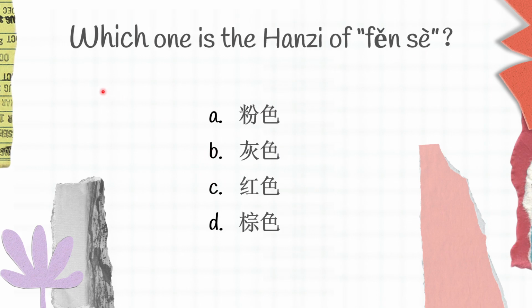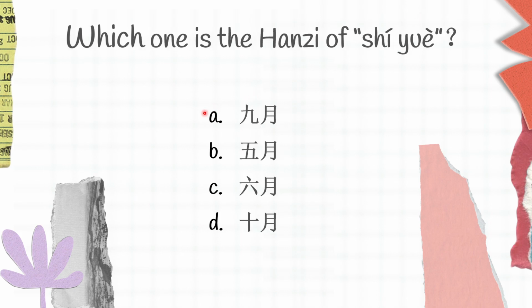The next question, which one is the Hanzi of 粉色? You can try to guess first. A is 粉丝, B 灰色, C 红色, D 棕色, and 粉色 is A.